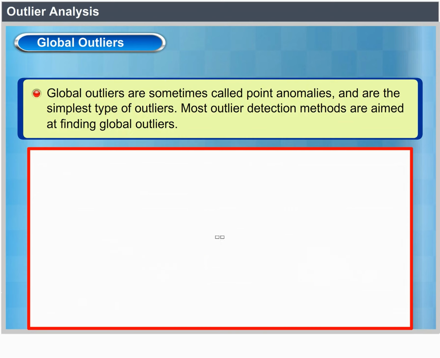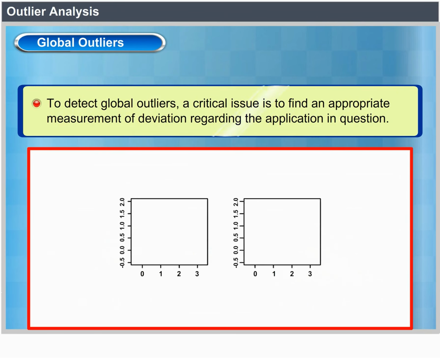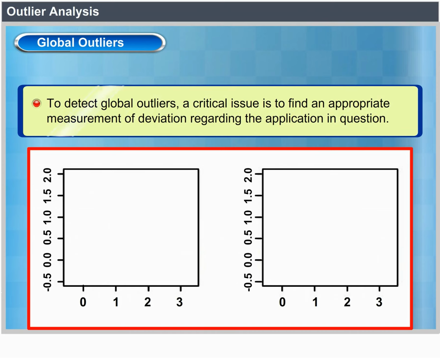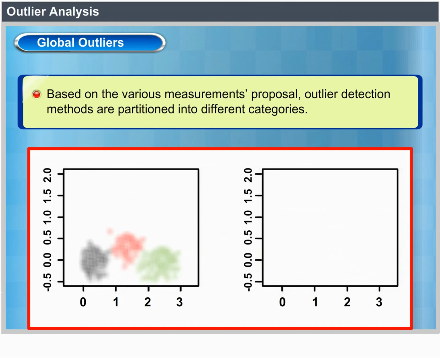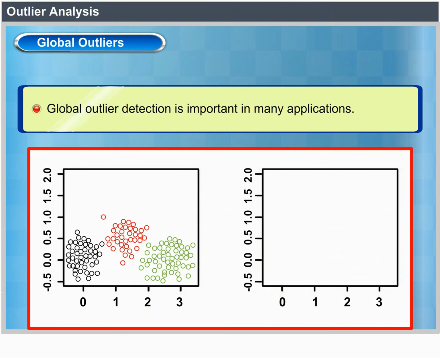To detect global outliers, a critical issue is to find an appropriate measurement of deviation with respect to the application in question. Various measurements are proposed, and based on these, outlier detection methods are partitioned into different categories. Global outlier detection is important in many applications.